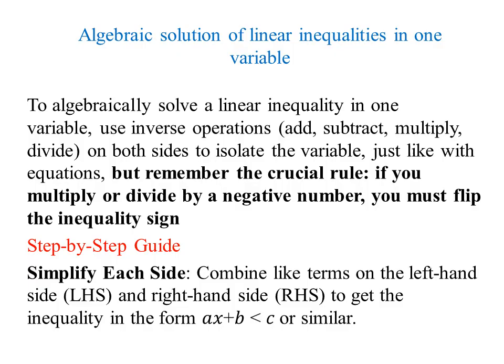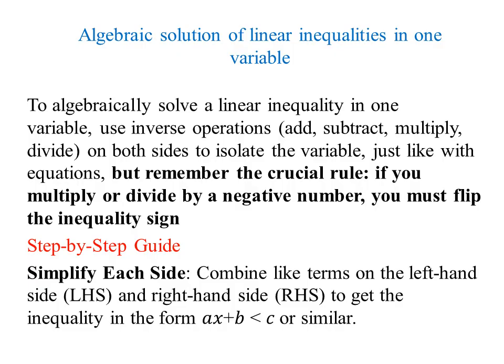After this, we have the algebraic solution of linear inequalities in one variable. To algebraically solve a linear inequality in one variable, we use inverse operations such as addition, subtraction, multiplication and division on both sides to isolate the variable, just like with an equation. But remember the crucial rule: if you multiply or divide by a negative number, you must flip the inequality sign.